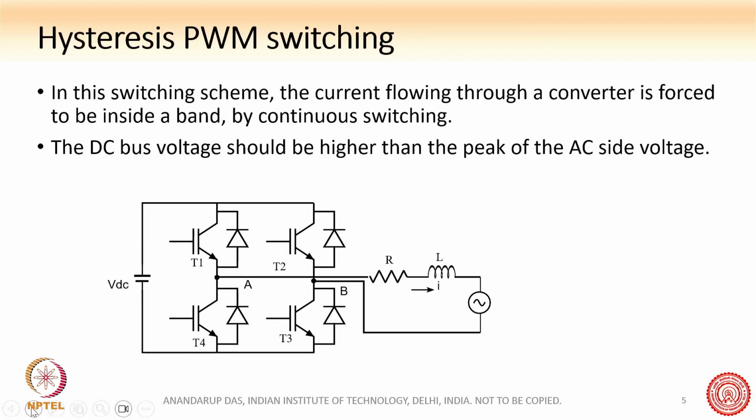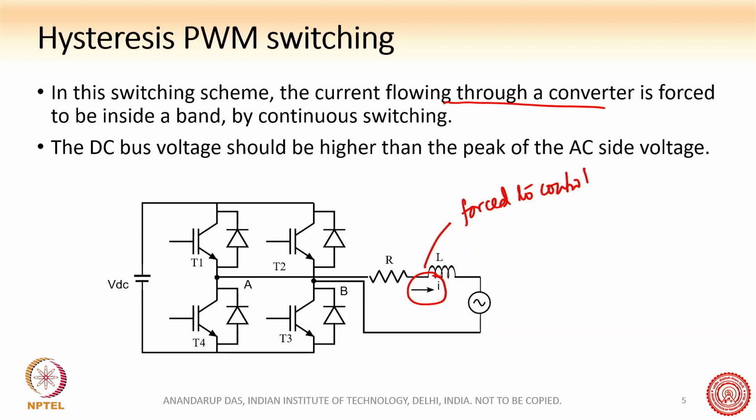So what is basically done, we can understand by a single phase VSC. It is the same thing for a 3-phase VSC, but it is very easy to understand with a single phase VSC. Now, in this scheme, the current which is flowing through the converter is forced to be inside a band by continuous switching. So this current here, which is flowing through the grid, is forced to be controlled to inside a band.